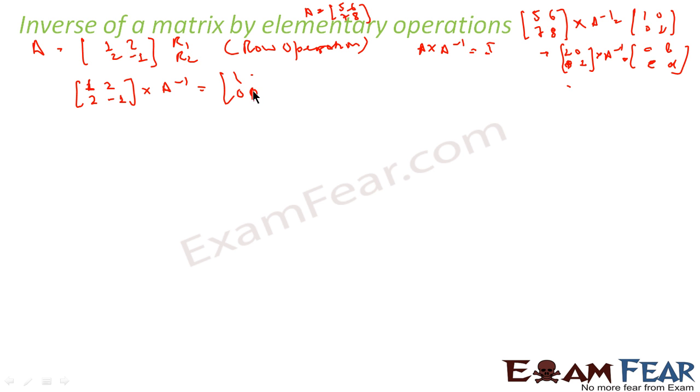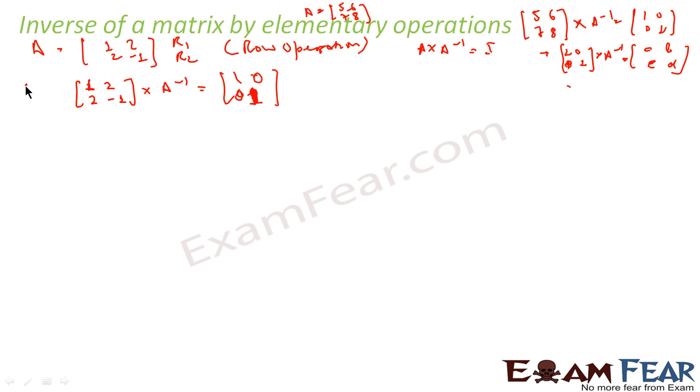This is my I, the identity matrix. Now let me perform the row operation on this. The first thing, the target is to make this 1 0 0 1. As I told, if I make this 1 0 0 1, then that into A inverse is some value, which is the answer. So this is already 1, so my purpose is solved.